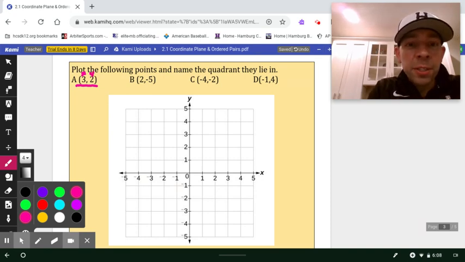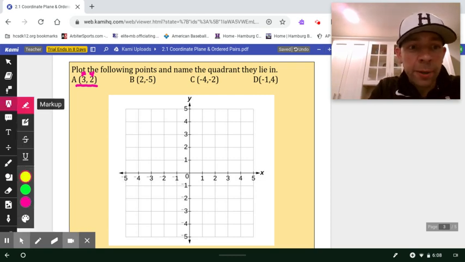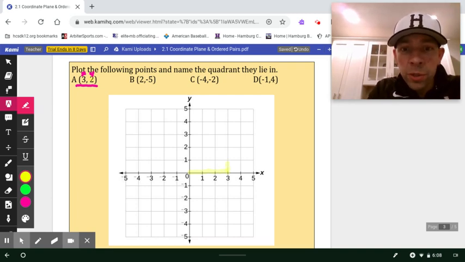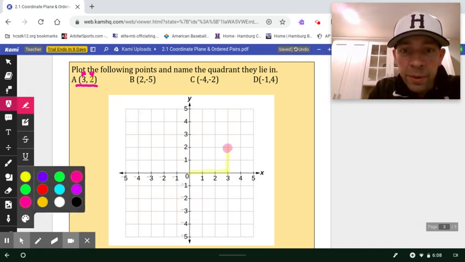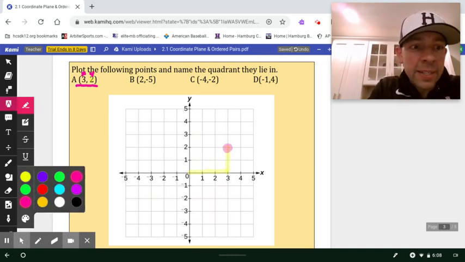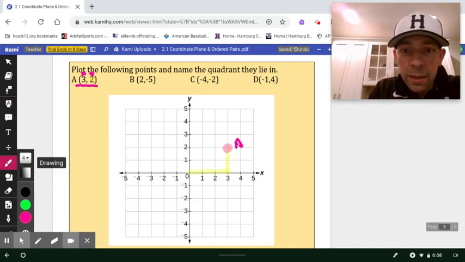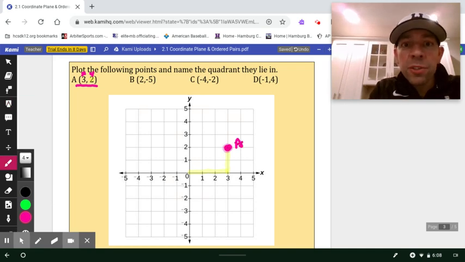Now, because the 3 is positive, I'm going to move, maybe I'll start with my highlighter, 3 units to the right. And then because the 2 is positive, I'm going to go 2 units up. That's going to put me right there. So I'm going to plot this point right here, and I'm going to call that A. Now, they also want me to identify the quadrant that it lies in. And this is quadrant number 1 because both values were positive.